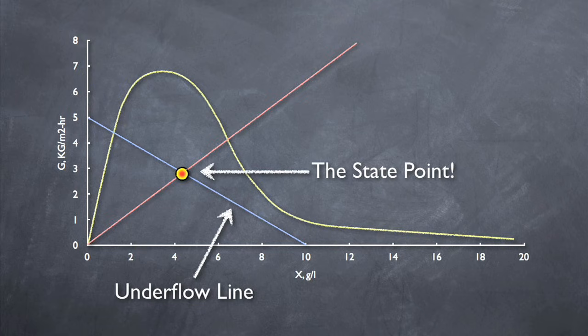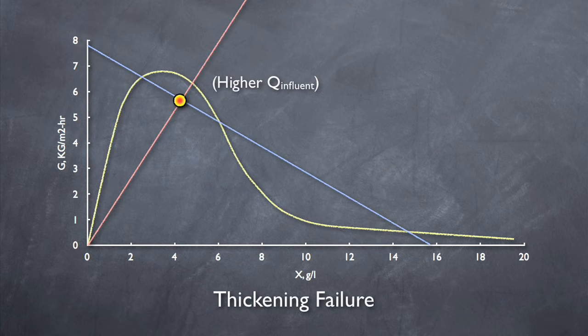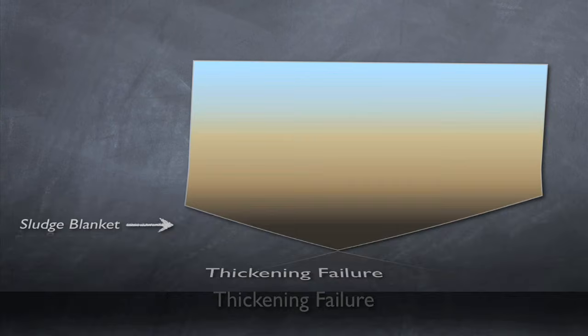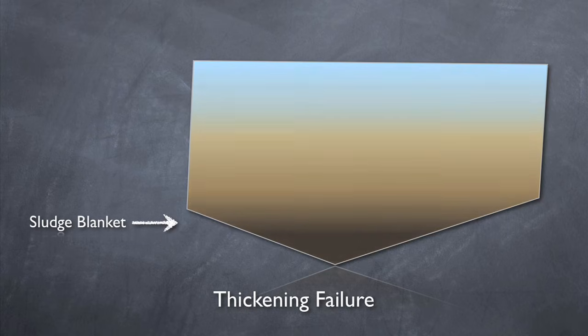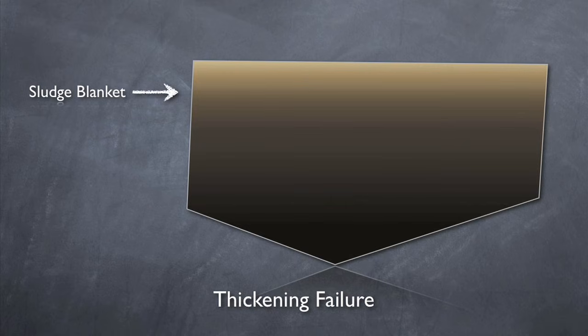If the state point is under the curve but the entire underflow rate line isn't, the clarifier is failing in thickening. This means that sludge is settling in the clarifier but isn't being removed fast enough. Under these conditions, the sludge blanket would rise in the clarifier until solids are passing over the weir. Thickening failure, like clarification failure, can be caused by high flows, low RAS, high SVI, or any combination.